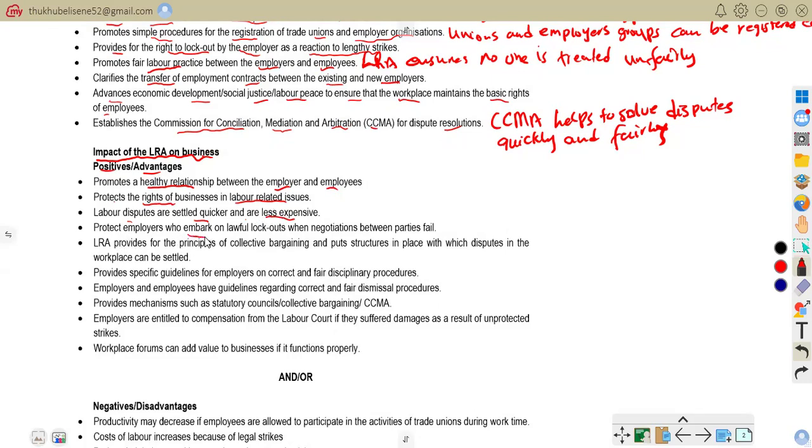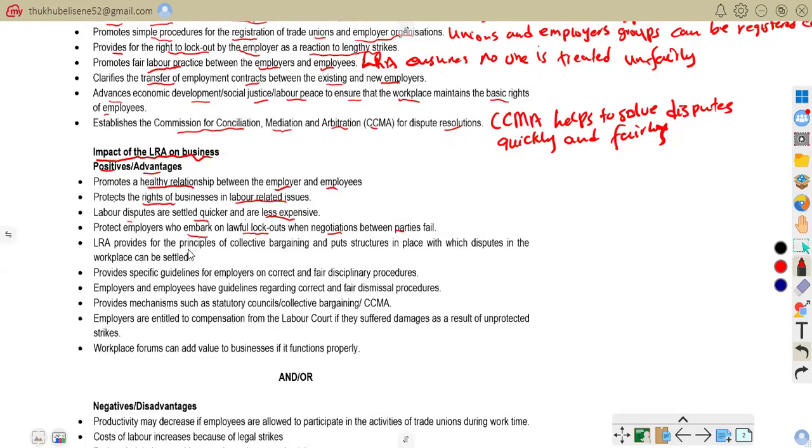Protect employees who embark on lawful lockouts when negotiations between parties fail. So, for example, a company refuses entry to striking workers until agreement is reached. That is always a company is going to refuse the entry for workers until the agreement is reached. So they're going to lock out the workers during the strike.